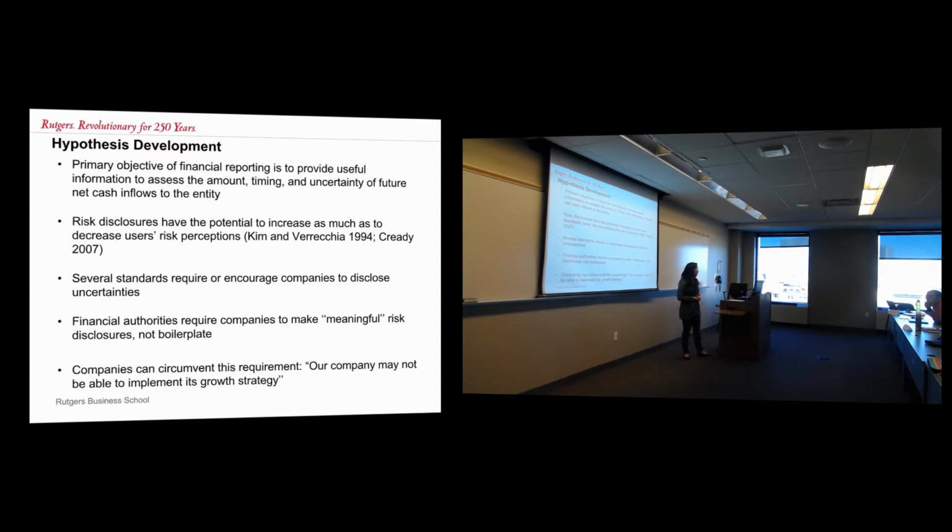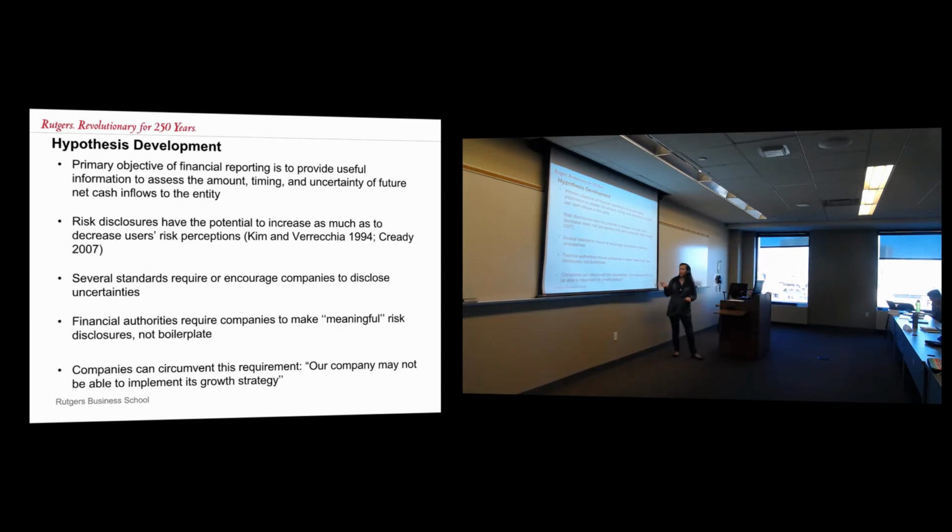Several standards either require or encourage companies to disclose uncertainties. For example, the SEC or the PCAOB require that companies or auditors make meaningful risk disclosures. But from the entity's perspective, what is meaningful is difficult to define, and there's a lot of room for circumventing what I would think would be useful information. What financial authorities want is for users to have useful information that can help them make decisions, and not for the entity to provide some kind of standard template that doesn't provide any useful information. But clearly, companies can circumvent this requirement.